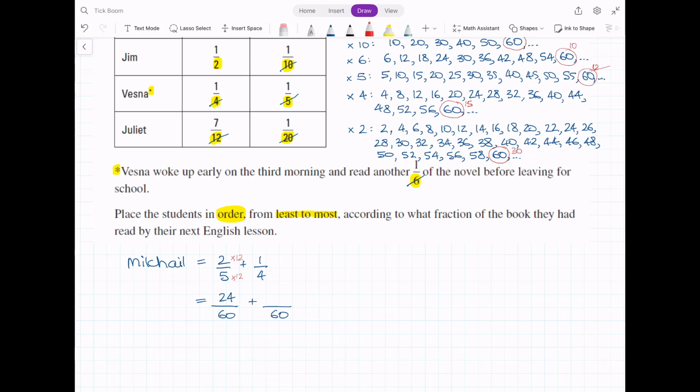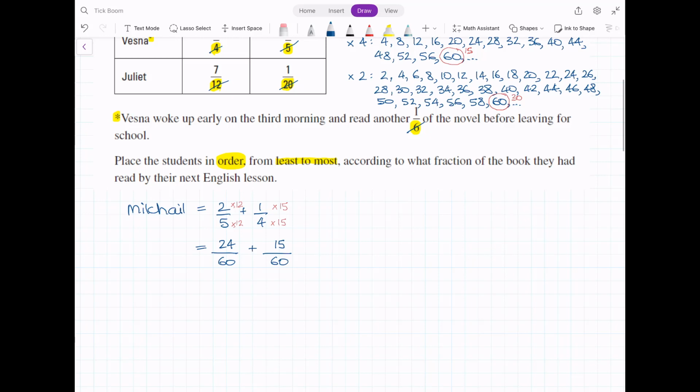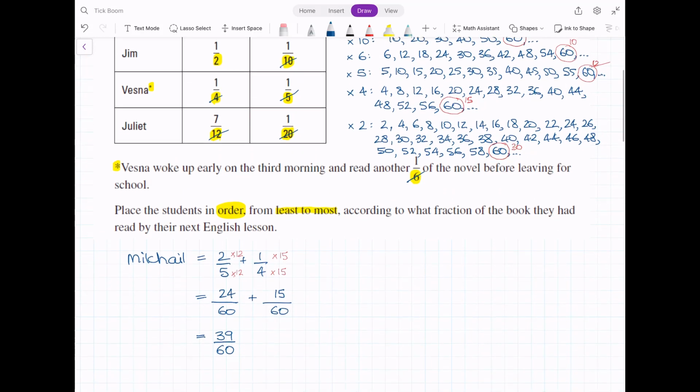Now, the 15th multiple of 4 is how we get to 60. So if I'm going to multiply the denominator by 15, I have to multiply the numerator by 15. 1 times 15 is 15. So now that we've got common denominators, we simply add up the numerators. So 24 plus 15 is 39. So Mikhail read 39 out of 60 as a fraction of the book. So that's Mikhail. Next we'll do Jim.